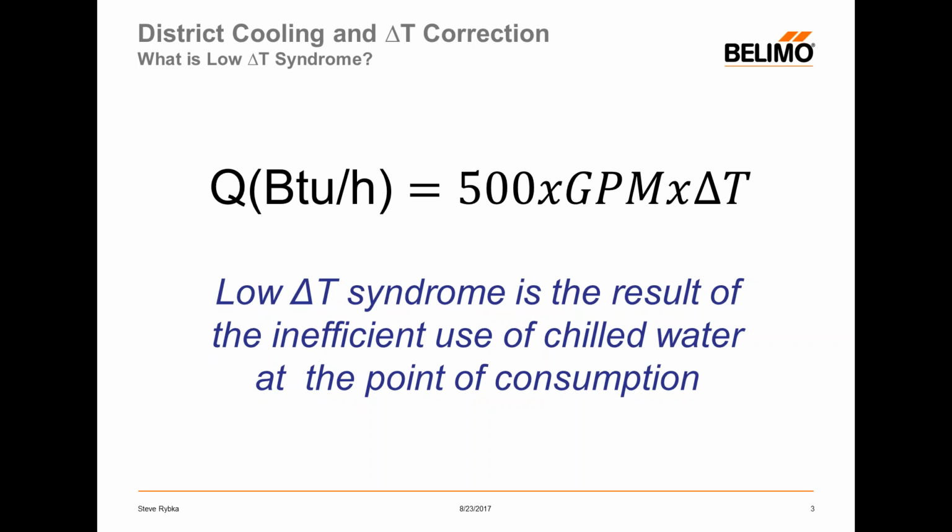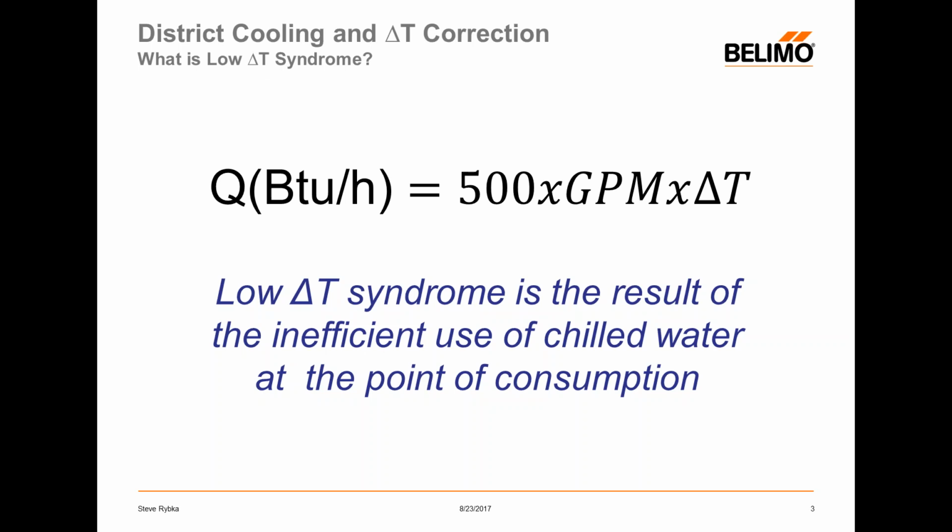So where the air passes across the coil, if we're entering our water to the coil, say at 42 degrees, and it is designed for a 12-degree delta, and if we start to return that water below 54 degrees, we get into a condition called low delta T syndrome.